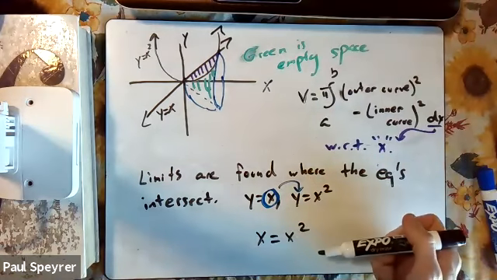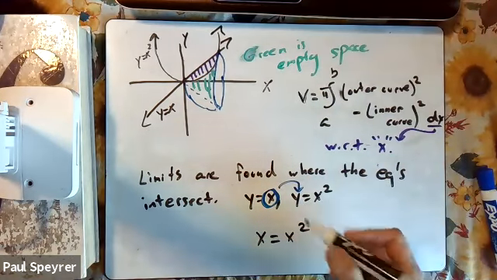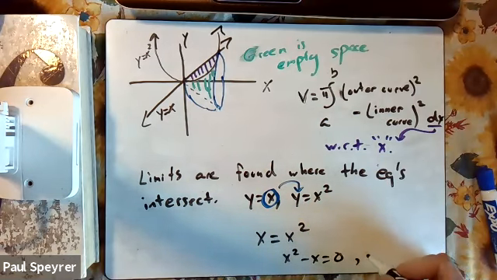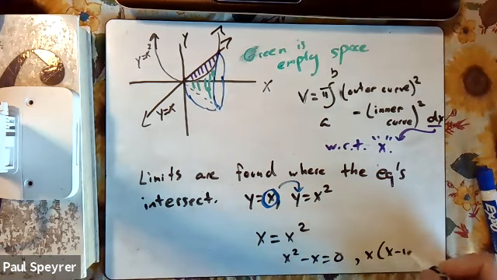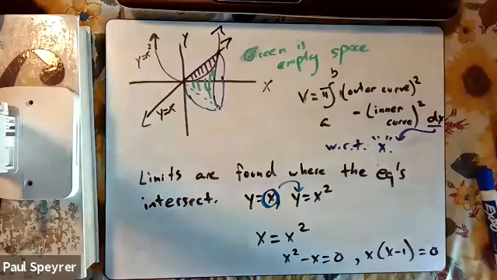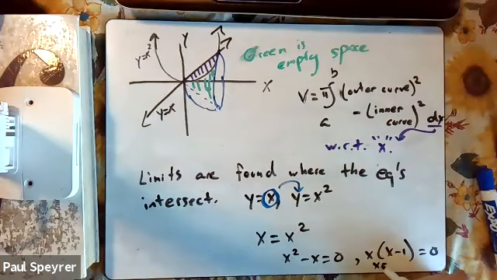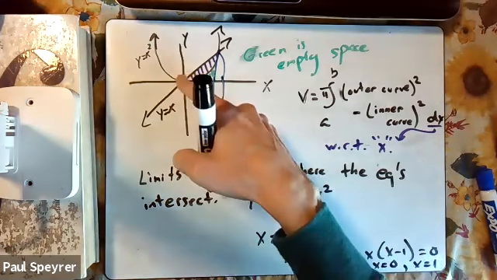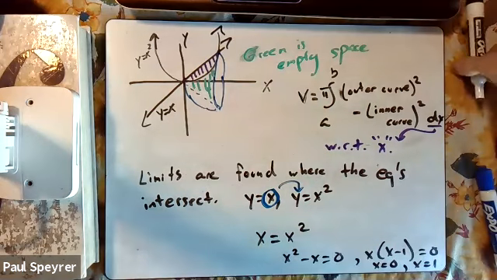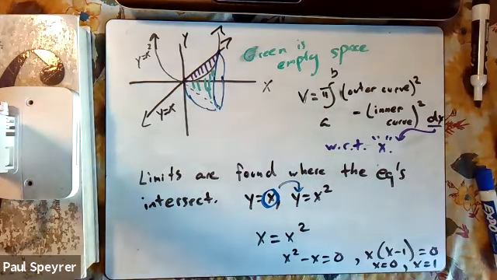So how do we solve this? Now, you're not going to divide both sides by x. You need to set it to 0. And then from there, we can factor, right? You can pull out a GCF. And from here, you can see x equals 0 and x equals 1. That's where they intersect. So now we have our limits.